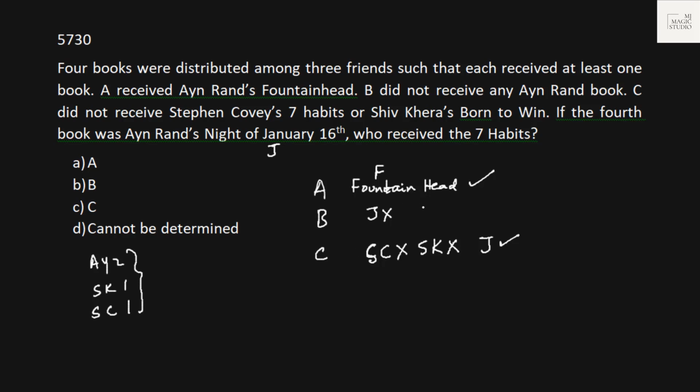Now, if the fourth book is this, who received the 7 Habits? The 7 Habits can be received by B also, because that is written by Stephen, or by A also, sorry. Both are contenders to get the 7 Habits book. So again, we cannot determine who is receiving the book 7 Habits by Stephen.